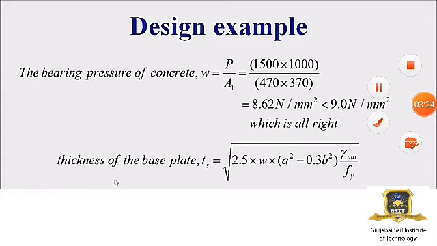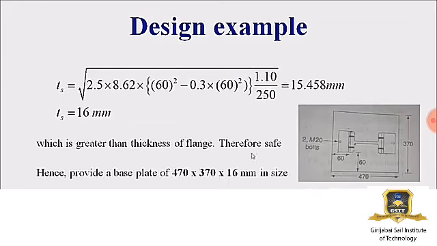Now to find out the thickness TS, which is equal to the square root of 2.5 W into A square minus 0.3 B square into gamma m naught by Fy. In this equation, W is the bearing pressure, and A is the larger projection, B is the smaller projection. So here we are taking A is equal to B, 60 and 60. So 2.5 into 8.62 into 60 square minus 0.3 into 60 square, into 1.1 divided by 250, equals 15.458 mm. We can provide thickness TS equals to 16 mm.